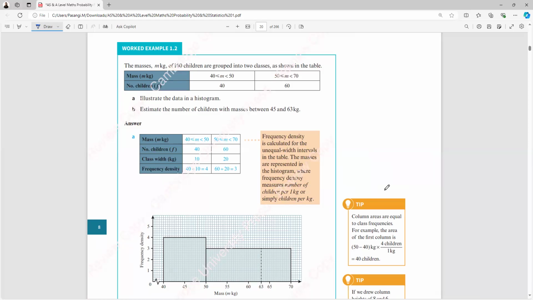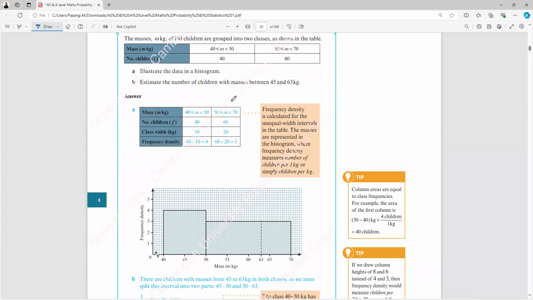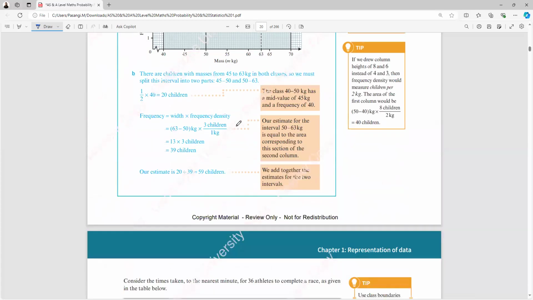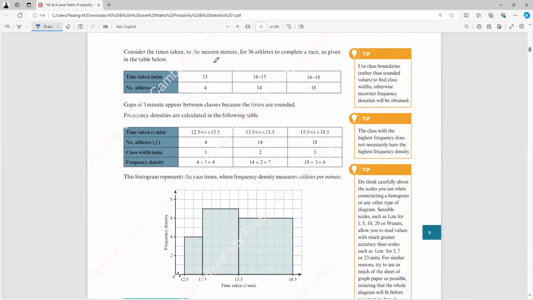Okay, teacher. That is clear, right? Pretty much. Yeah. So here the tips are there. We can calculate the width by using this equation, arranging it the way we need. So here, consider the times taken to the nearest minute for 36 athletes to complete a race as given in the table below.